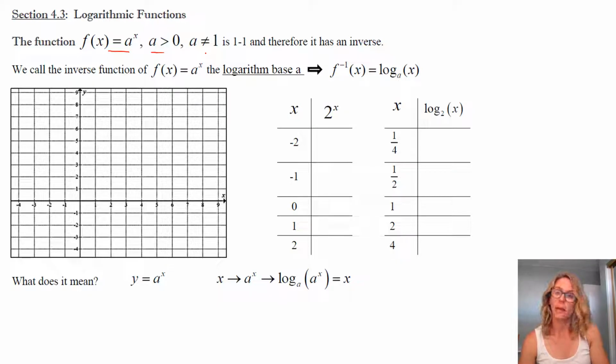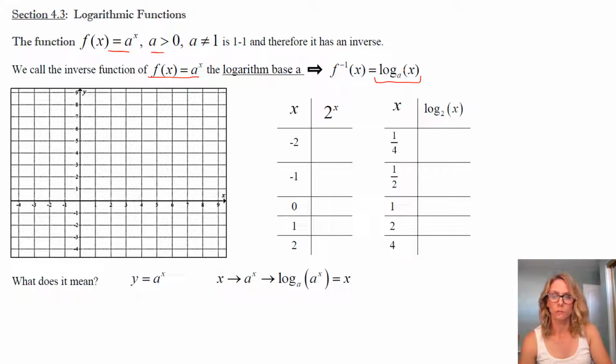We've already talked about that it is 1-to-1, and therefore it has an inverse. So a logarithmic function is the inverse of the exponential function. If you have f of x equaling a to the x, its inverse is log base a of x. We're going to be talking about this for sure.